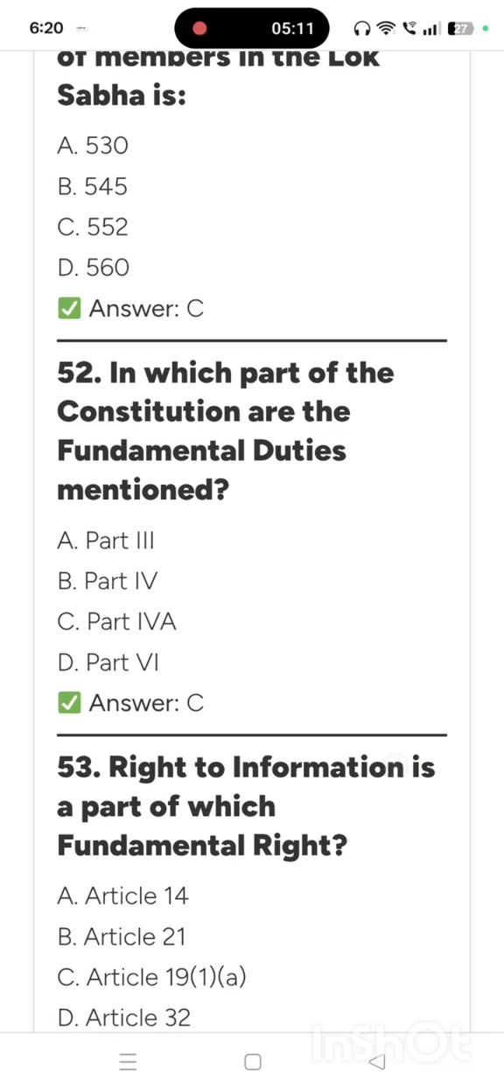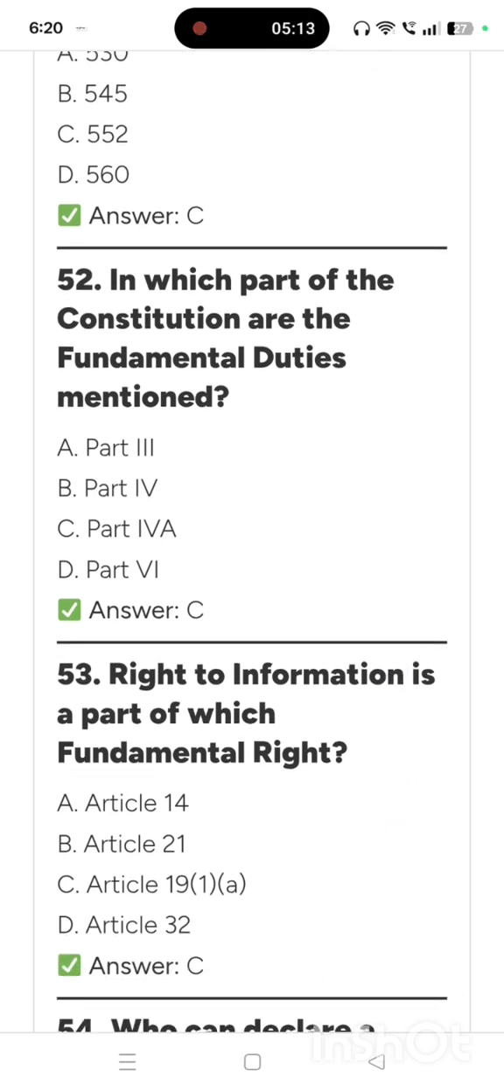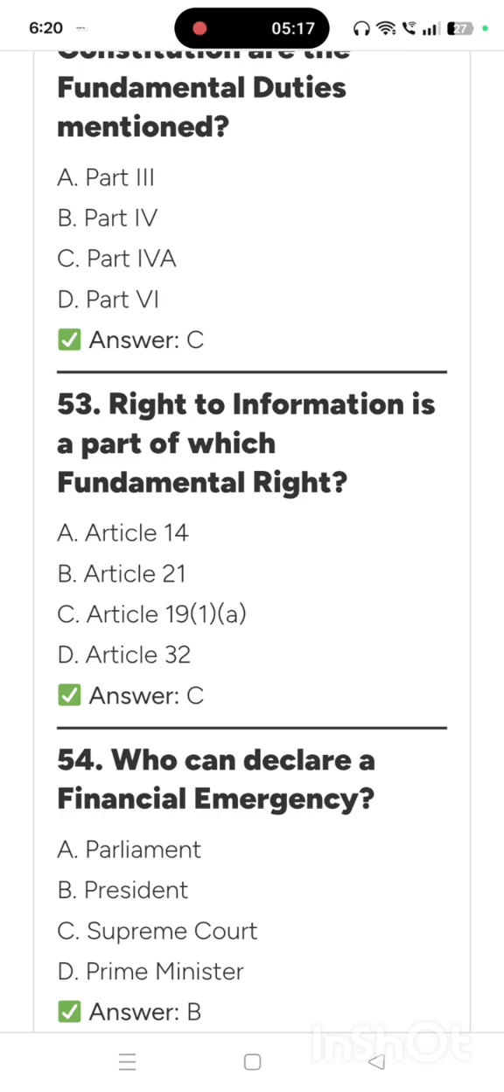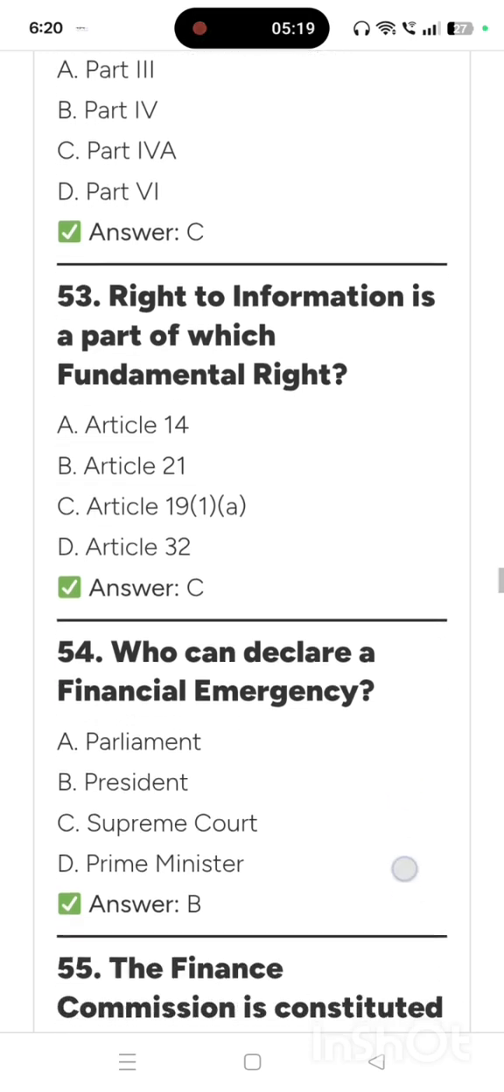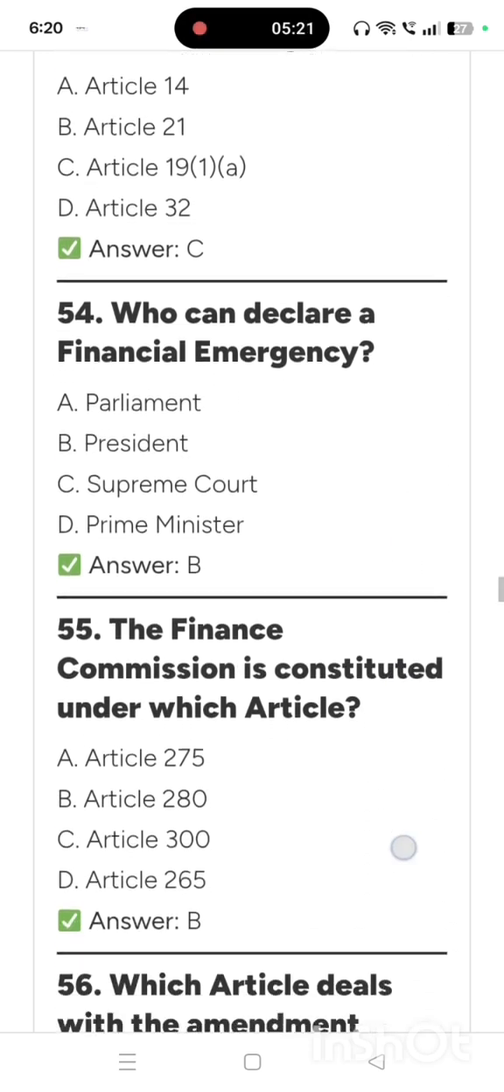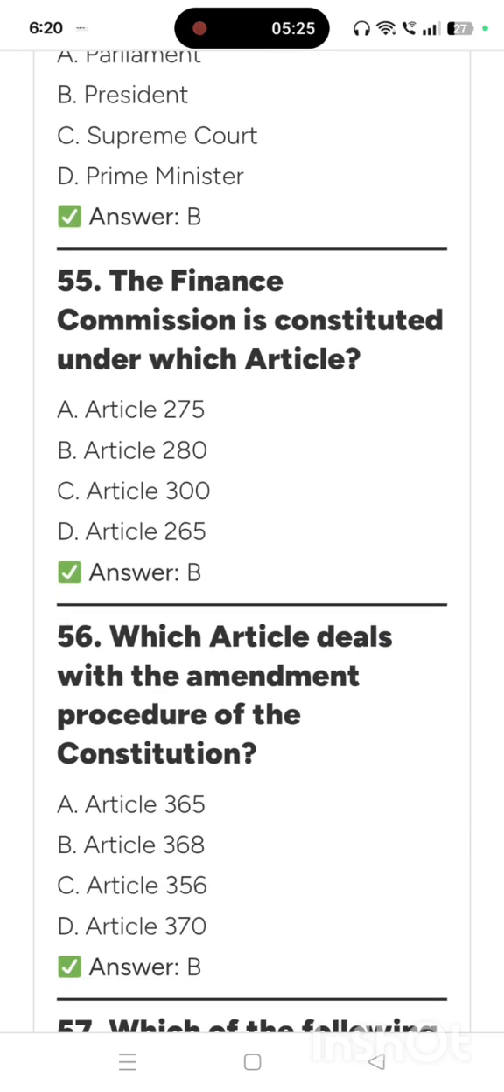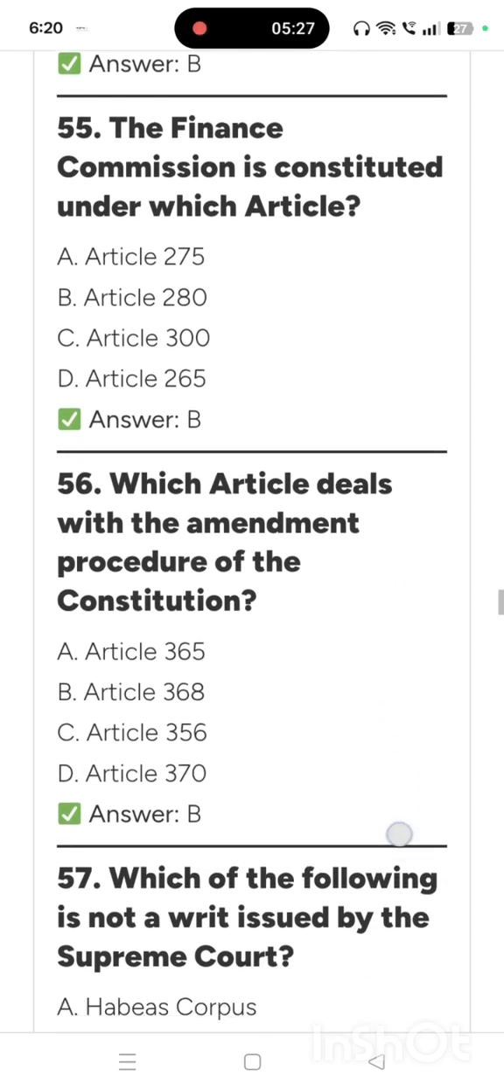In which part of the Constitution are the fundamental duties mentioned? Part 4A. Right to information is part of which fundamental right? Article 19(1)(a). Who can declare a financial emergency? President. The Finance Commission is constituted under which article?